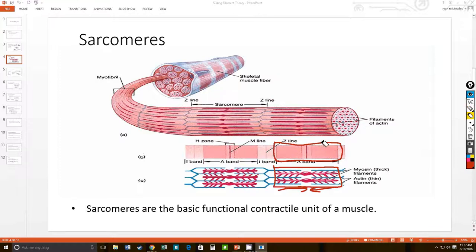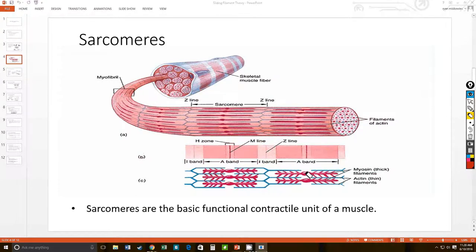Conversely, when we look over at the light band, right here, the I band, it's lighter simply because when you shine a light through it, there's less material to get in the way, so it just shines through without being as occluded. So you have light and dark. All right, so that's the I band and the A band. Those are the different bands of a myofibril.